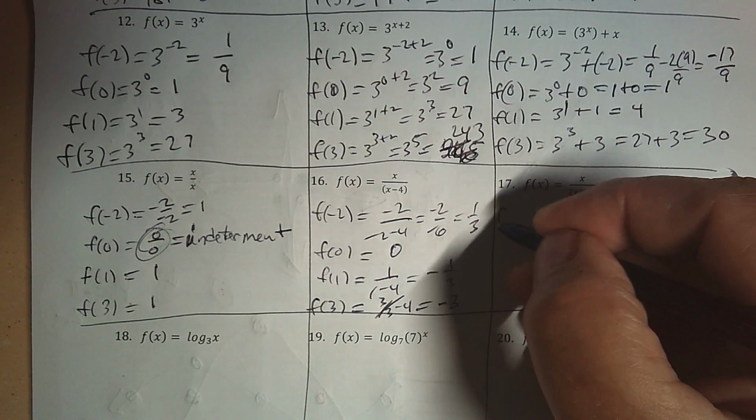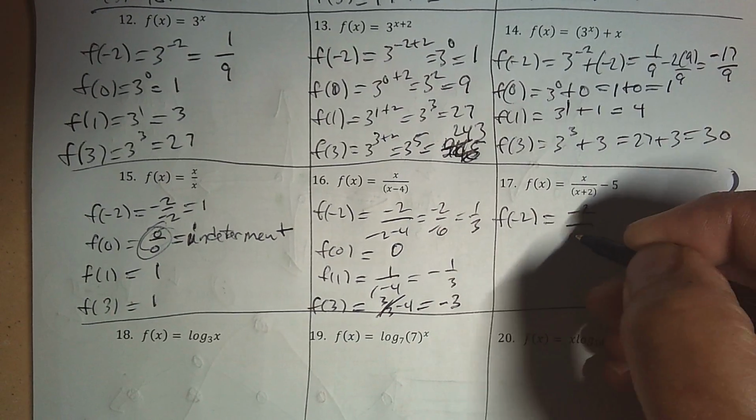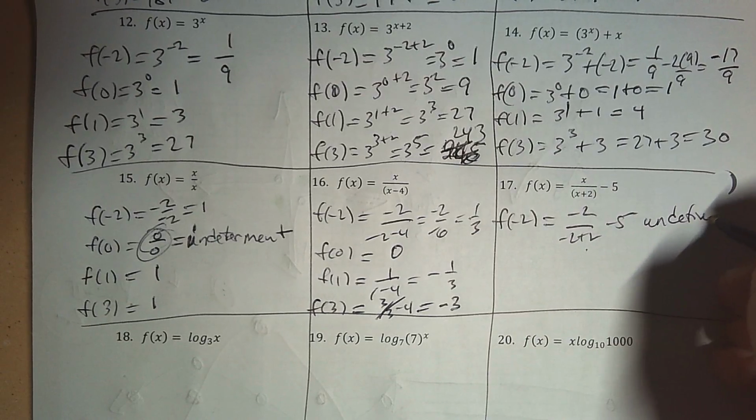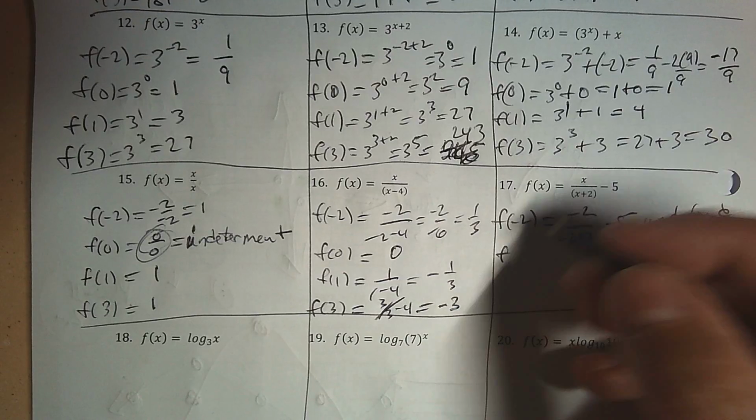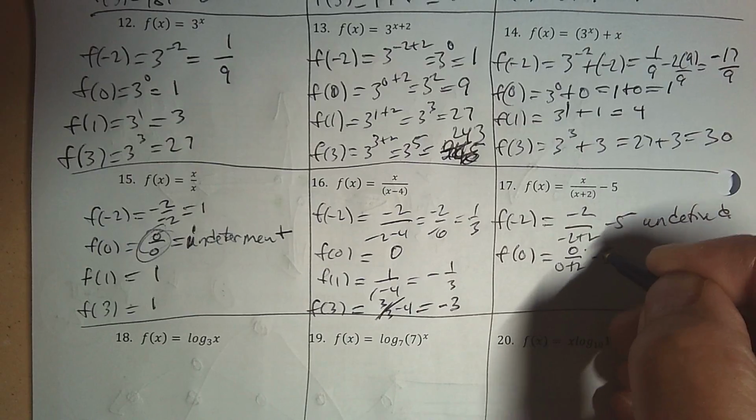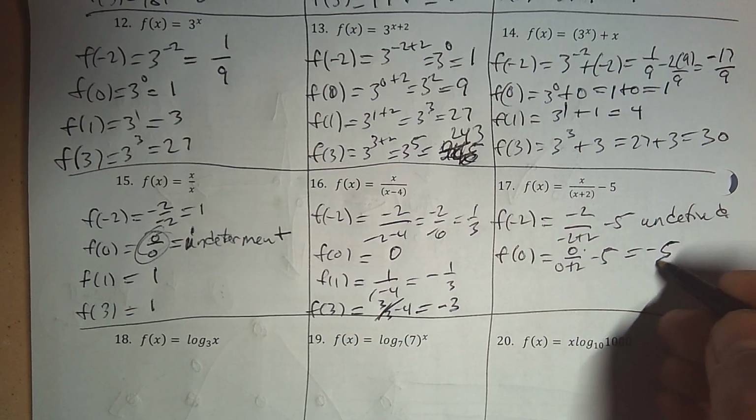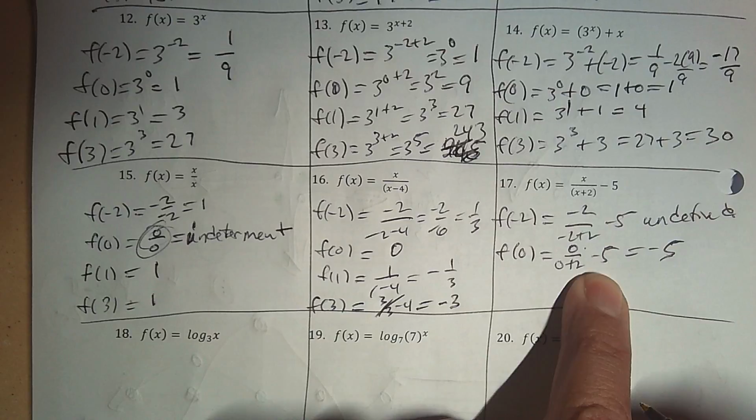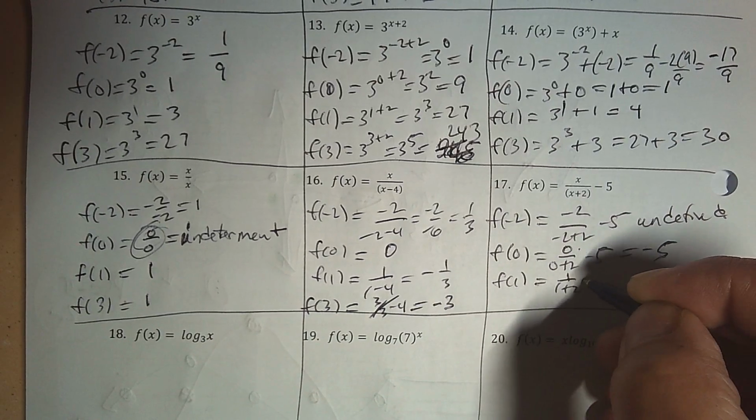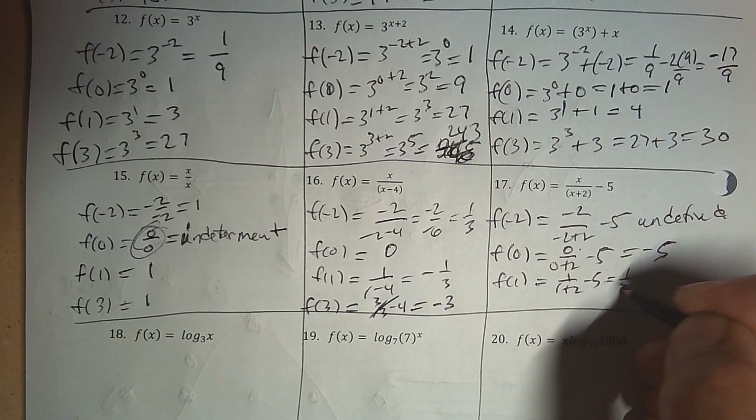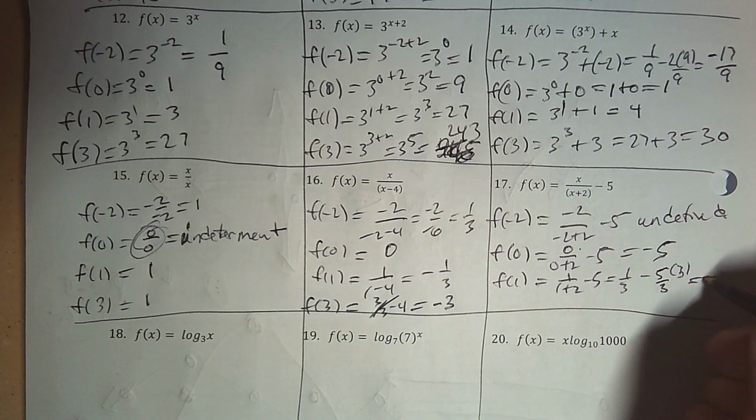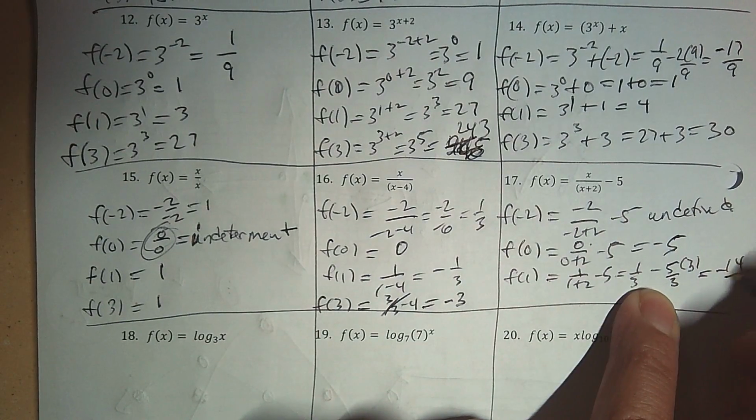17. Plug in negative 2. This one, I know, negative 2 divided by 0, that one is undefined. Plug in 0. Well, 0 divided by 2 is 0, and then subtract 5 and it's negative 5. Plug in 1. That's 1/3. Take away 5. I need common denominators, so I'm going to multiply by 3. So 1 take away 15 is negative 14 over 3.